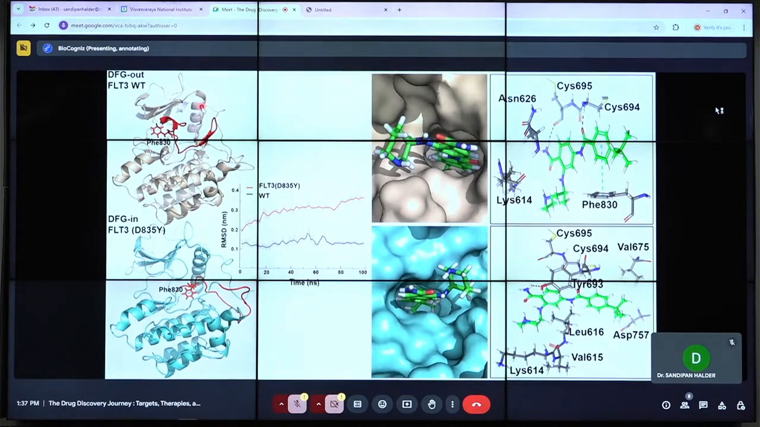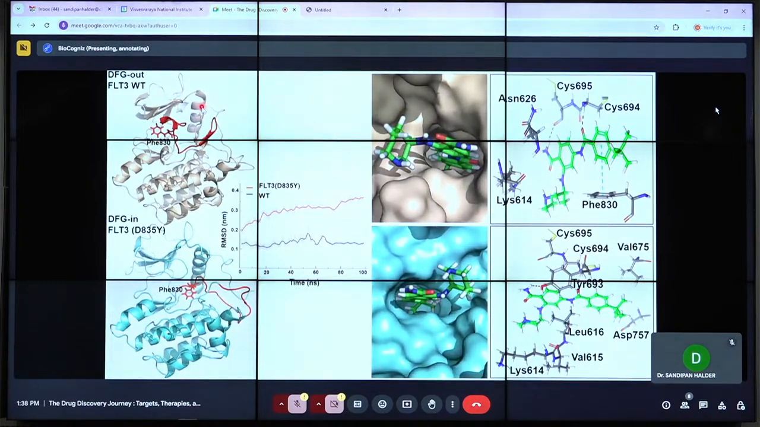DFG in and DFG out conformer, totally different conformation of the protein you will be targeting. Either you will consider only the DFG out conformer in the mutant also, or you will consider both DFG in conformers. In both the cases, in at least one case, you are targeting the wrong conformation. Am I right? So that is also very, very important. If you do that, obviously we will end up with the wrong binding efficiency, and then selectivity issues will come.